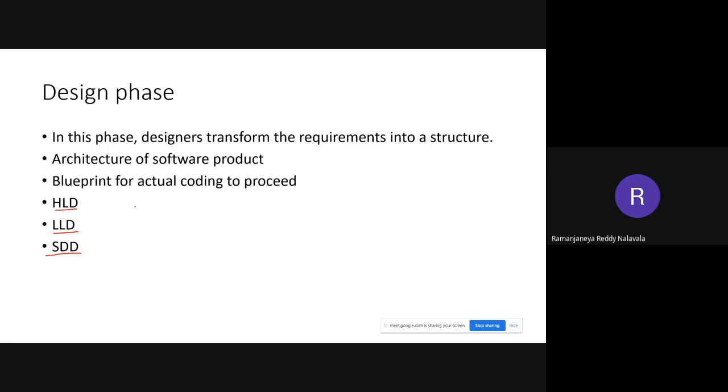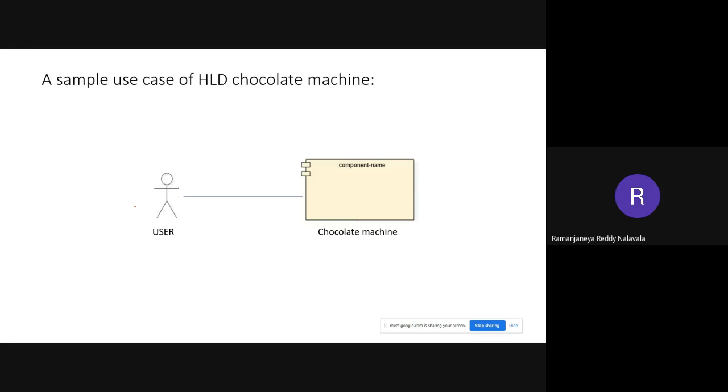So what is the meaning of high level design document? What is the meaning of low level design document? High level design document means they just describe the components and the corresponding users. Okay. Suppose if we write use cases for this chocolate machine, then this is an HLD diagram, a sample use case of HLD for the chocolate machine. So a user is interacting with the chocolate machine.